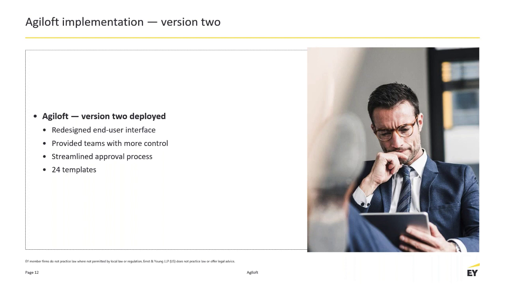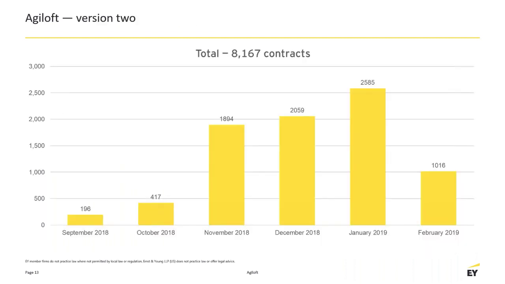So we went live with version 2, and if we go to the next slide, if you remember when we previously went live, in the course of 6 months we had about 388 contracts go through the application. With version 2, we managed to get our numbers to increase quite a bit. What we're seeing here is that our contracting season is actually November through January, not starting in September.